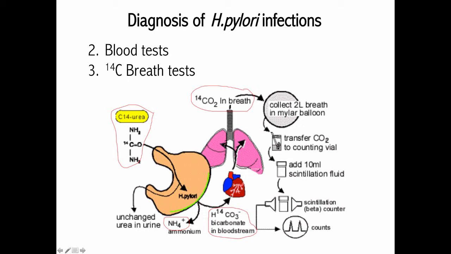So that's a pretty neat little assay, and so just to summarize, we've got the endoscopy, which can be used for histology or the Clow test. Then we've got the blood tests, which look for pylori antigens. And then we've got the 14 carbon breath tests. And the next thing that we will look at in a short video is some epidemiology of pylori infections.